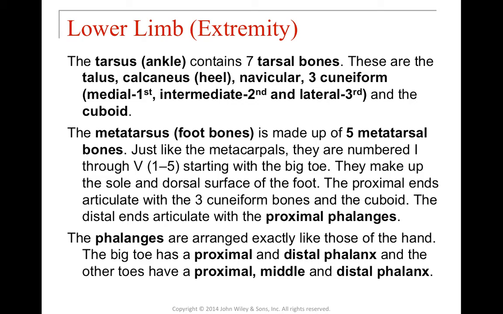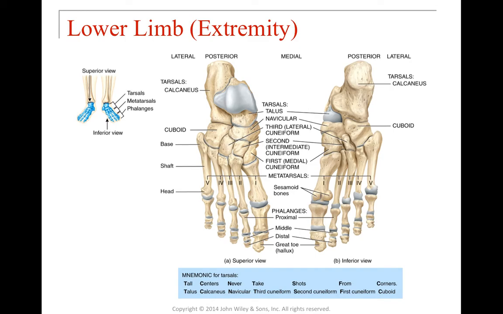And the distal ends are going to articulate with our toes, or the proximal phalanges. So the phalanges are arranged just like those of the hand. The big toe has two, the proximal and the distal phalanx, and the others have proximal, middle, and distal phalanx, just like you would expect from, say, the fingers. All right, so what does this look like?